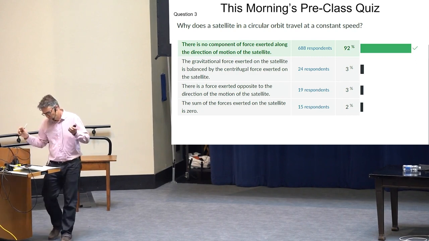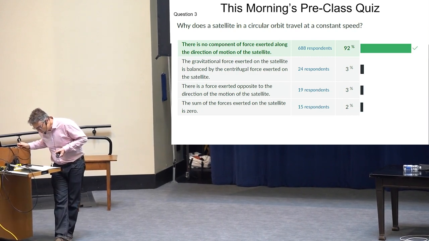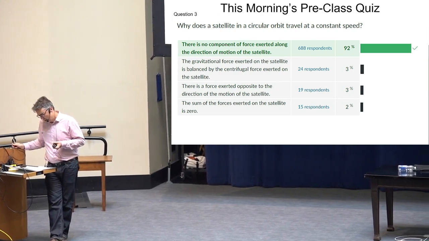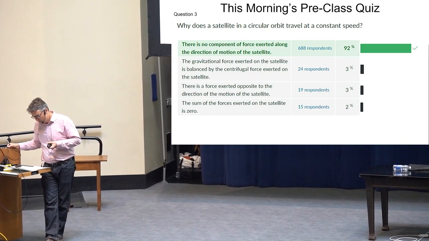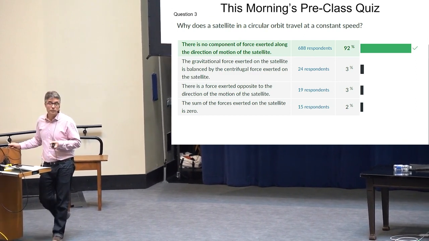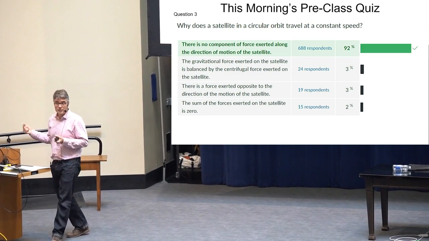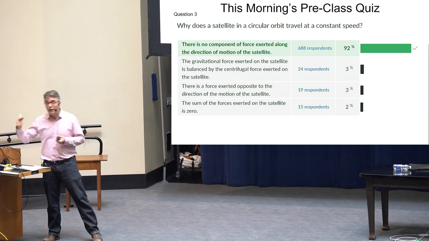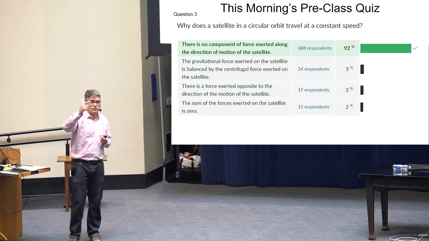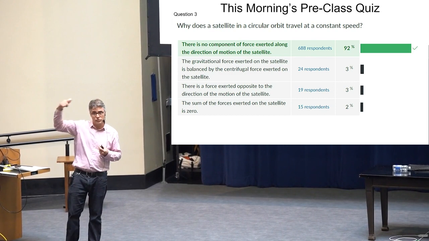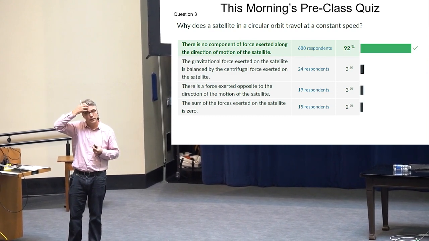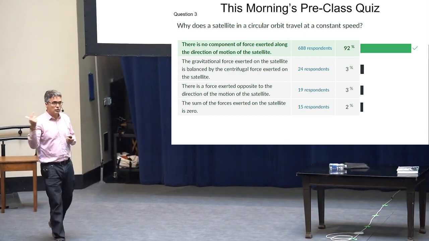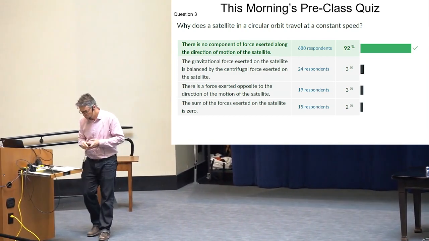C, there's a force exerted opposite to the direction of motion of the satellite. Well, that would slow it down. The sum of the forces exerted on the satellite is 0. Well, then it wouldn't go in a circular path at all. It would go in a constant velocity, a straight line. So the only one left is there's no component of the force exerted along the direction of motion of the satellite. So all the force is radial, and there's no tangential component. That's the idea. Uniform circular motion has no component of force along the direction of motion.